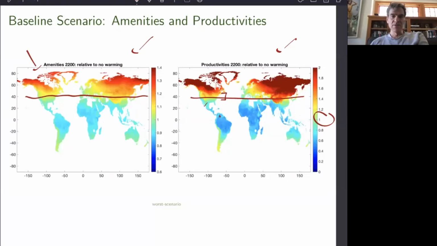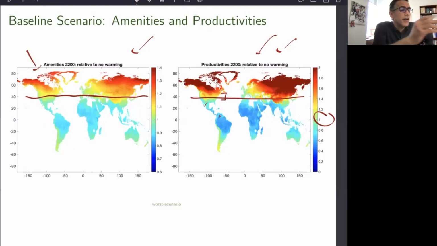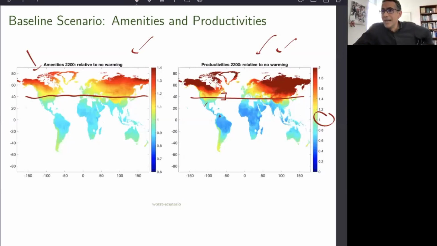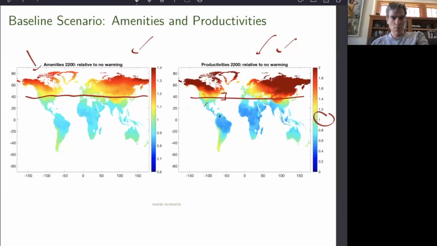Okay, so this is relative. Sorry, I should have explained it better. This is relative to no warming. So what is the productivity if there is global warming, relative to a counterfactual scenario where we shut it down? And does 2 mean 100% more, or does it mean 2% more? 2 means 100% higher productivity than what you would have otherwise in 200 years. And 0 means no productivity at all.